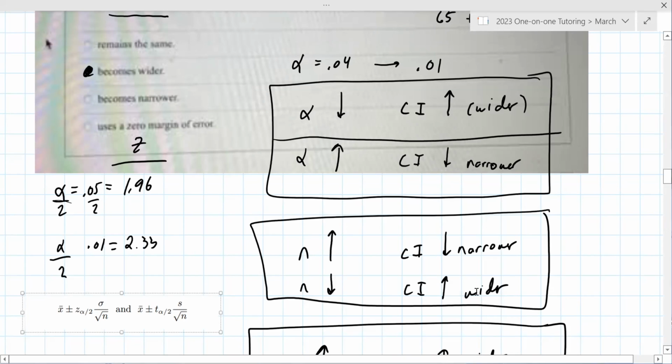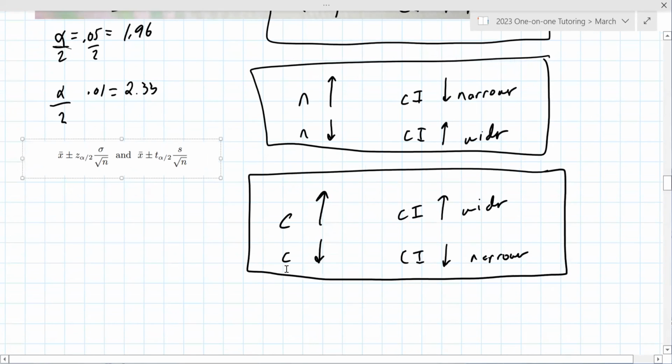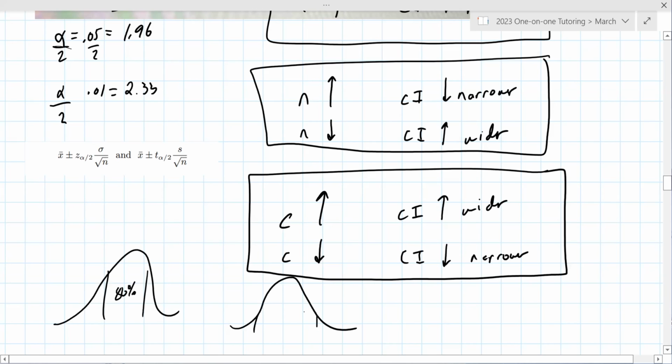You can see it if you do a quick z interval where you change n. You make n bigger, and you'll see the change here. Okay, that makes sense. And then C is like alpha in the sense that the bigger your confidence level is, if you go from 80% to say 95%, it gets wider because it's a wider area under the curve. Okay.